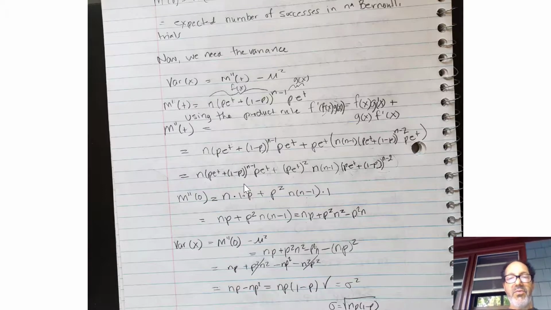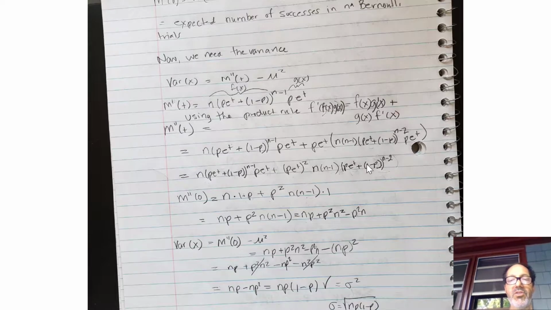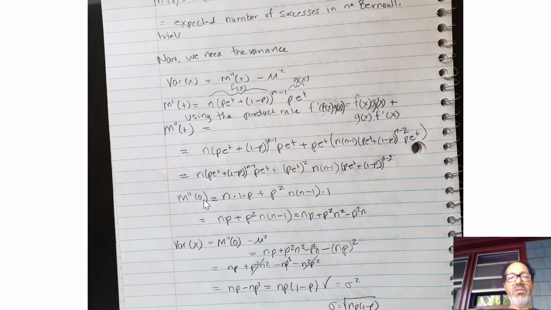So now let's rearrange that to simplify. So we get npe^t times (pe^t plus 1 minus p) to the n minus 1 times pe^t. This stays the same. Here we have 2 pe^t, so that's p squared e^(2t). Everything else stays the same. And there we go. So now we set this equal to 0.